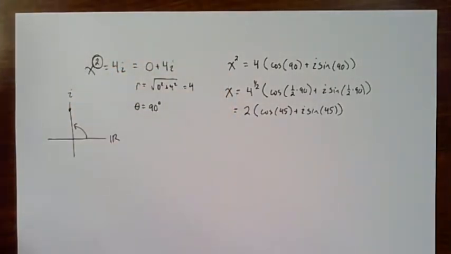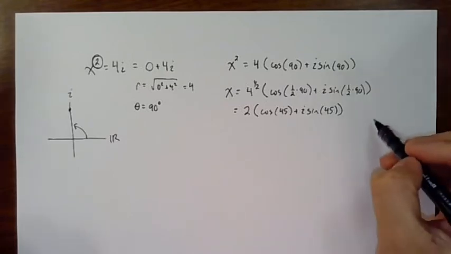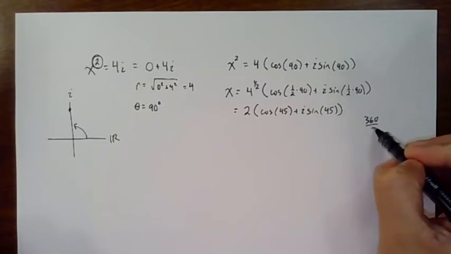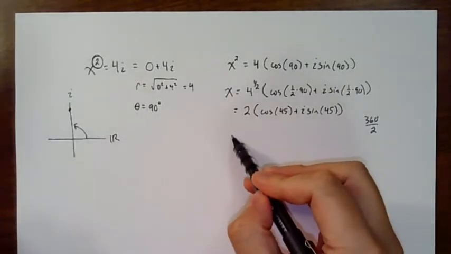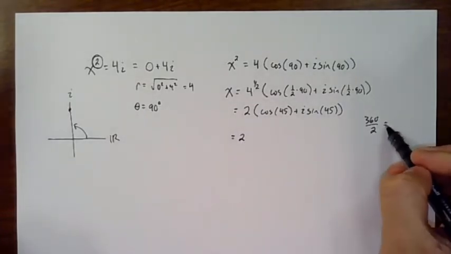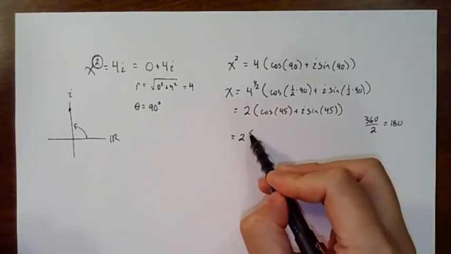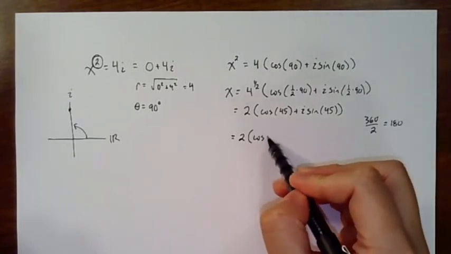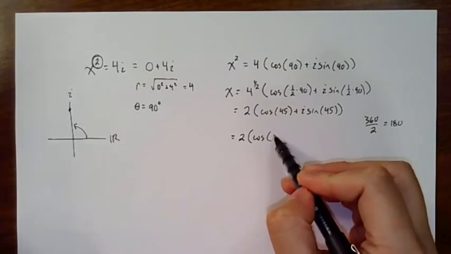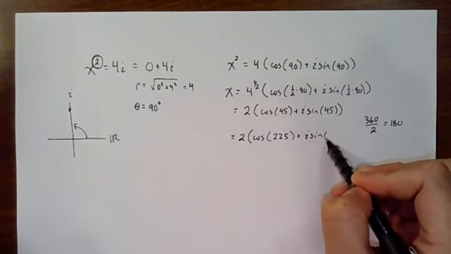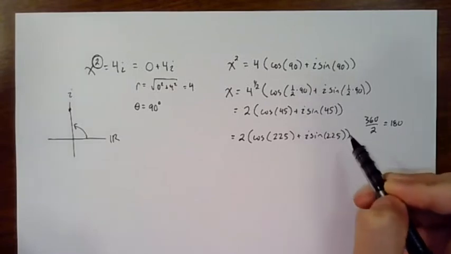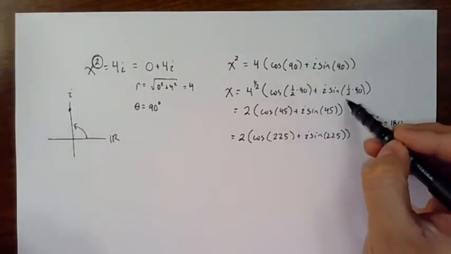So we need 2 solutions for this, not just the one solution we have. So what we're going to do is add 360 over 2 to our angle. So the other one we're going to have is, 360 over 2 is 180, so 2 times cosine of 45 plus 180, which is 225, plus i sine 225. So we have our 2 solutions here.